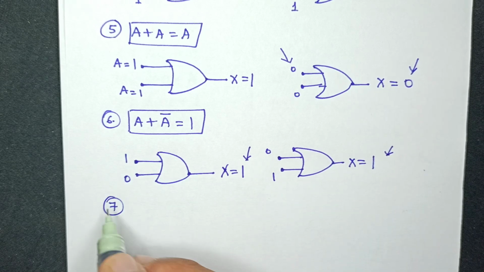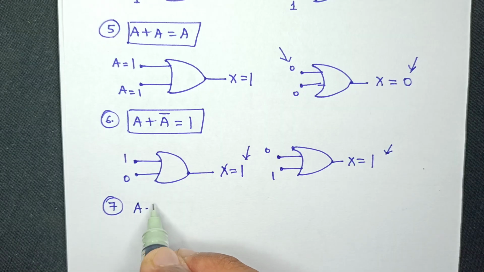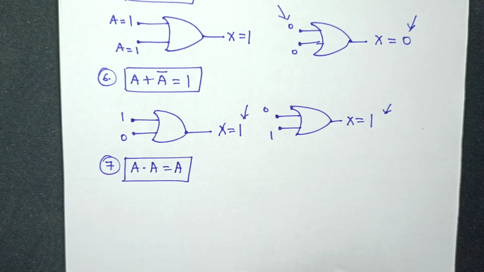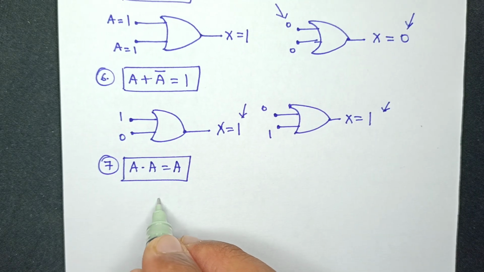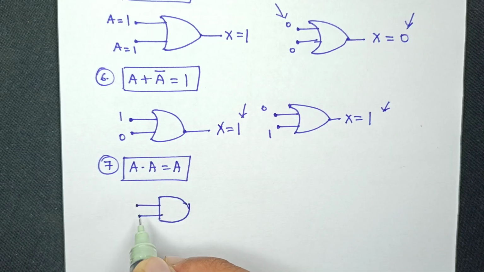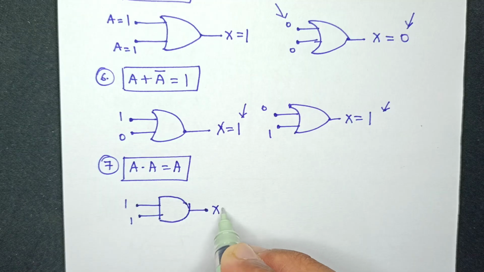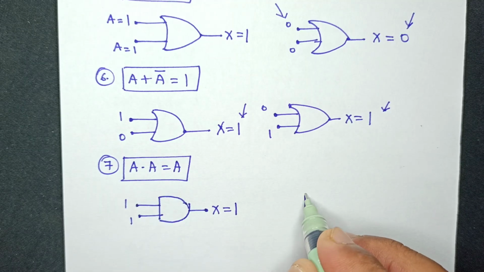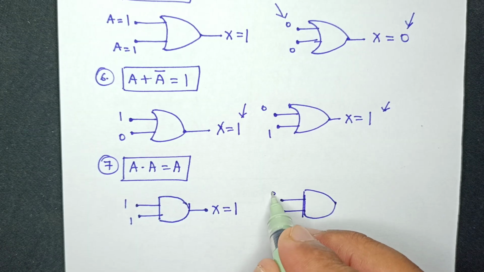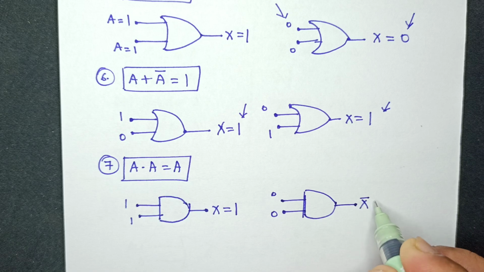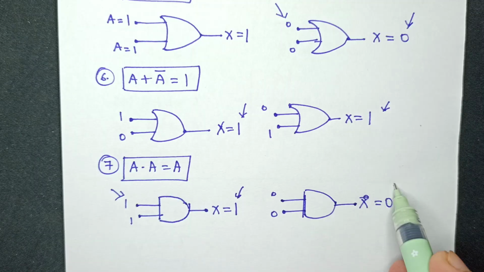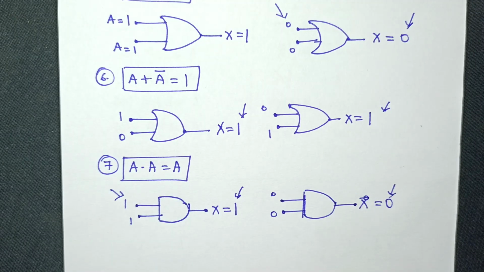Now the seventh rule says that the value of a dot a is always equal to a. So clearly we have to use an AND gate here. So let me draw an AND gate. If I take the inputs in this case as 1 and 1, the output of this AND gate will always be equal to 1. Even in the reverse case, when I take this AND gate and give it the input as 0 and 0, the output of this AND gate is always equal to 0. So as you can see, whatever input you have taken, you're getting that as the output here.